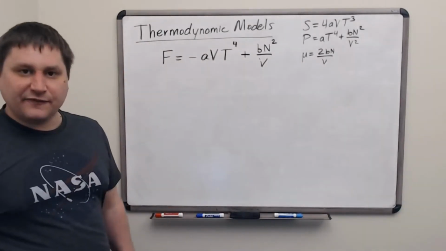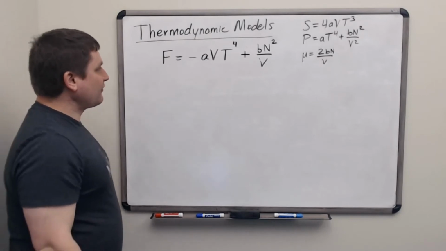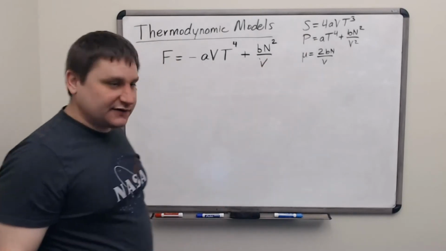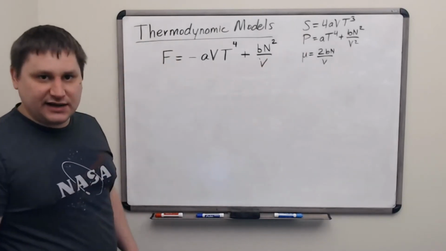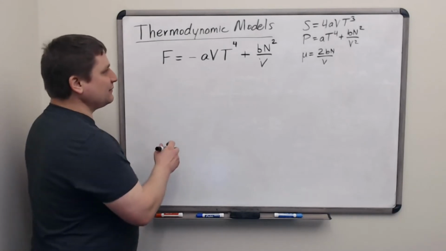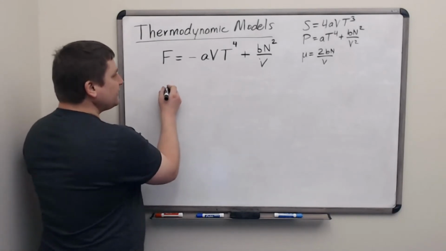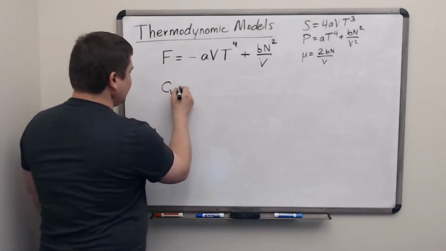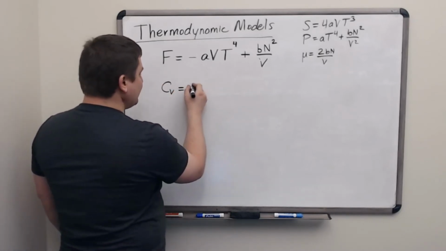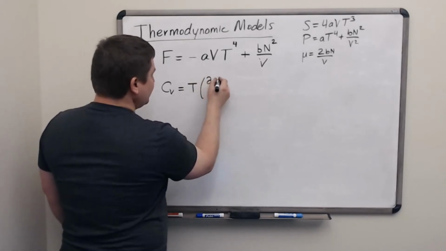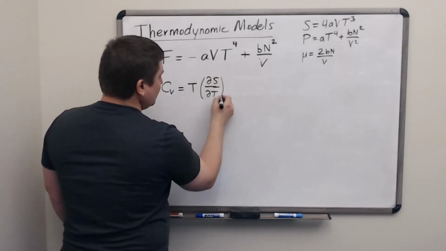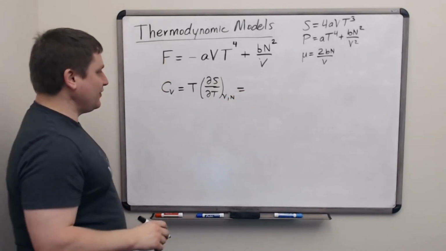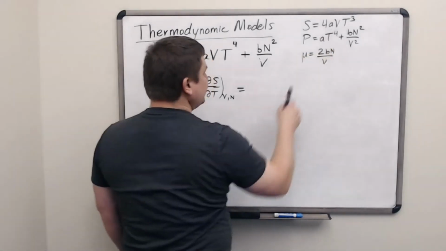So this gives us some feeling about how the model behaves, but our real test is going to be to predict the response functions of this model and see if they match any experimentally accessible systems. So since we're doing Helmholtz free energy, let's start off with the heat capacity at constant volume. This was equal to T times dS dT at constant volume. That's the definition of the heat capacity at constant volume.